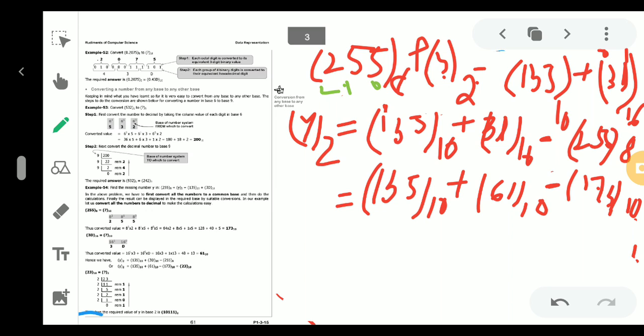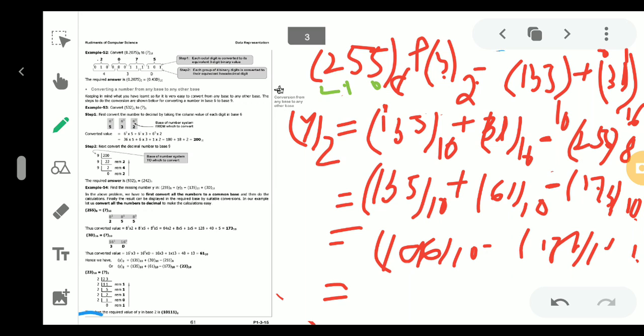All are base 10. Now we can do the addition and subtraction as well. If you add 135 with the 61, so you get 196 base 10 minus 173 base 10. So this is equal to 23 base 10. Now, y of 2, again we have to find out, because we are getting base 10, but we have to find out the value in base 2. So 23 base 10 we have to convert into base 2 value.